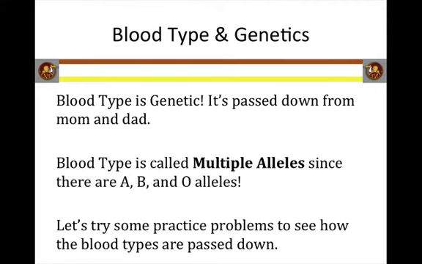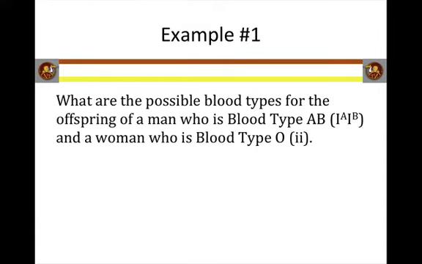So, let's have a look at how we're going to do this in a Punnett square with all these different letters moving all about. Okay? Number 1. What are the possible blood types for the offspring of a man who is blood type AB, which is big I A, big I B, and a woman who is blood type O, which is little i, little i? Make sure you're writing this question down in your notes so you remember where the Punnett square that you're about to draw it comes from.